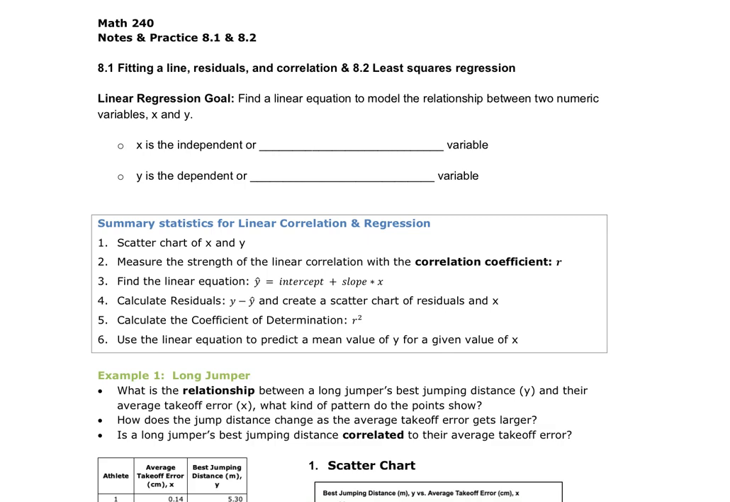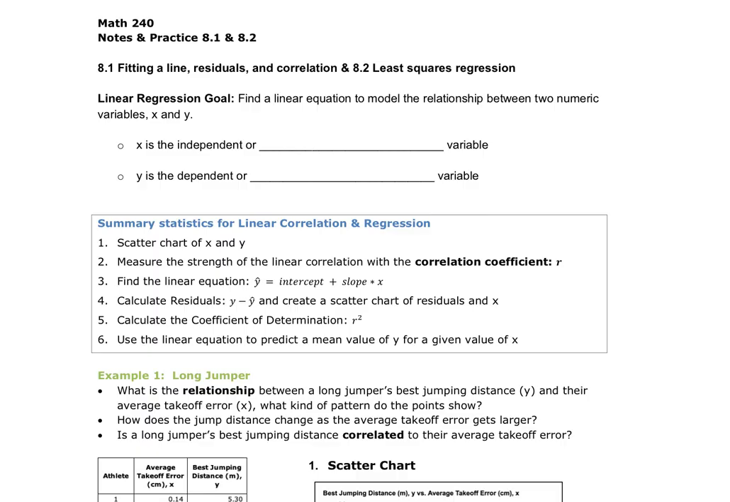We're going to talk about linear regression today. This is from chapter 8, sections 1 and 2. So our goal is to find a linear equation to model the relationship between two numeric variables. We call them x and y. And x is what we would normally call the independent variable.